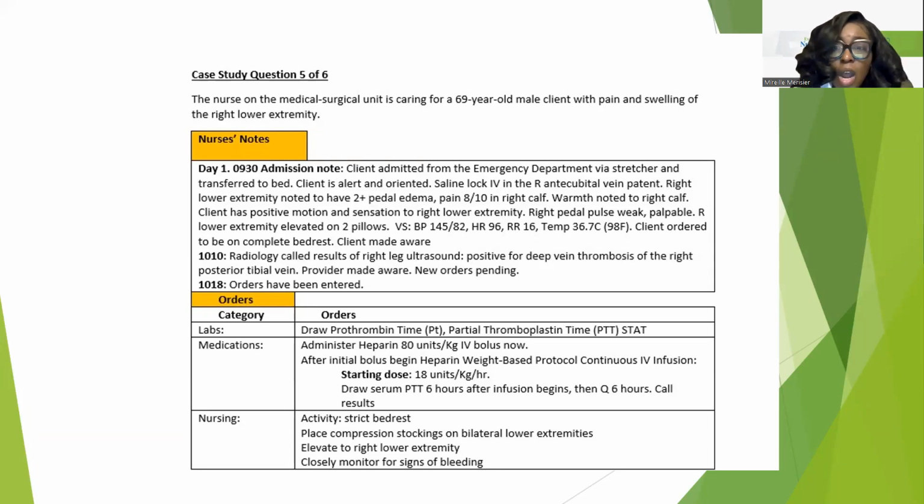Now at 10-18, the doctor gave you orders. This is what the doctor orders. For labs, they want you to draw your PT and your PTT stat. For medications, administer heparin 80 units per kilogram IV bolus now. After initial bolus, begin heparin-based protocol, continuous IV infusion. Starting dose 18 units per kilogram per hour. You draw the serum PTT 6 hours after the infusion begins, then every 6 hours. Call the doctor with the results. Your nursing orders include strict bed rest, patient not moving, place compression stockings on bilateral lower extremities, elevate the right lower extremity, closely monitor for signs of bleeding. Those are your orders.